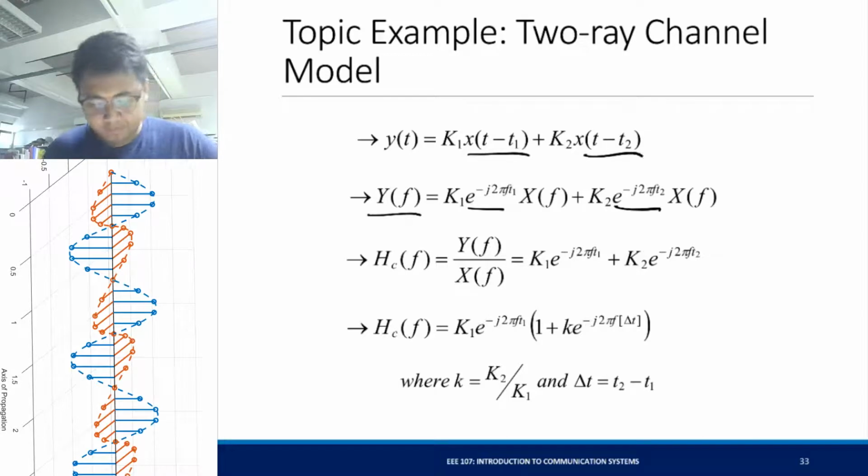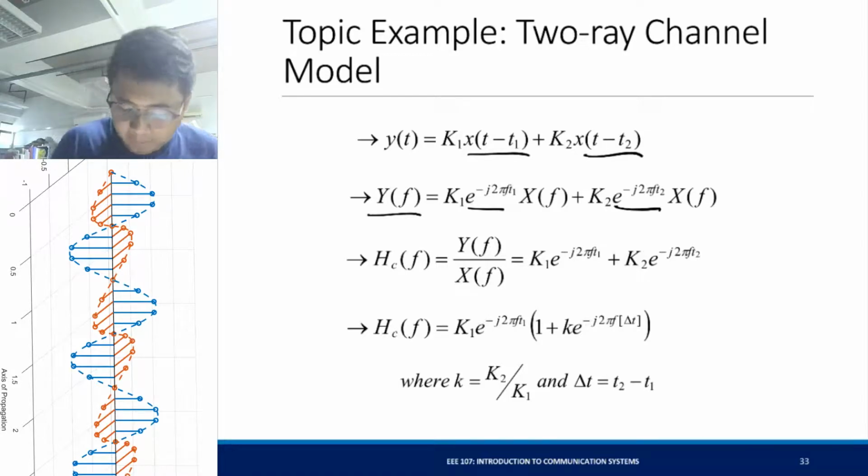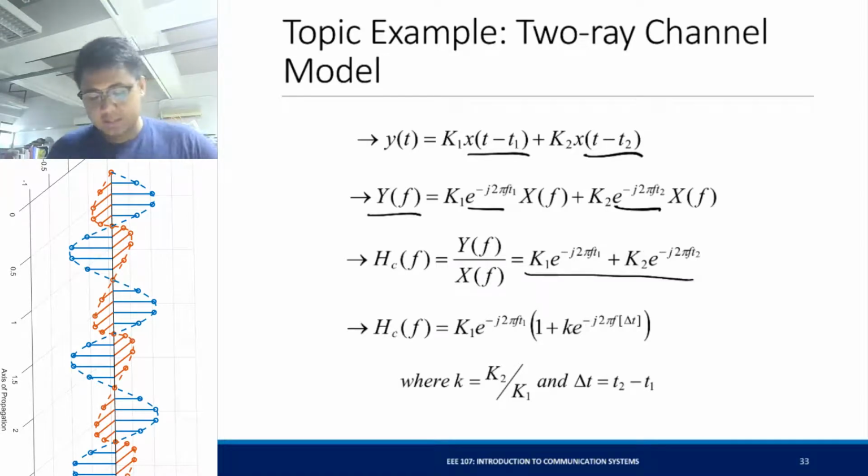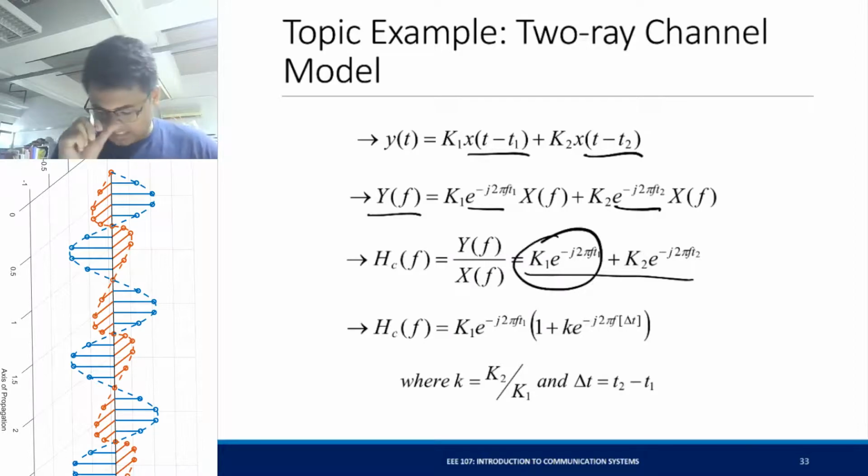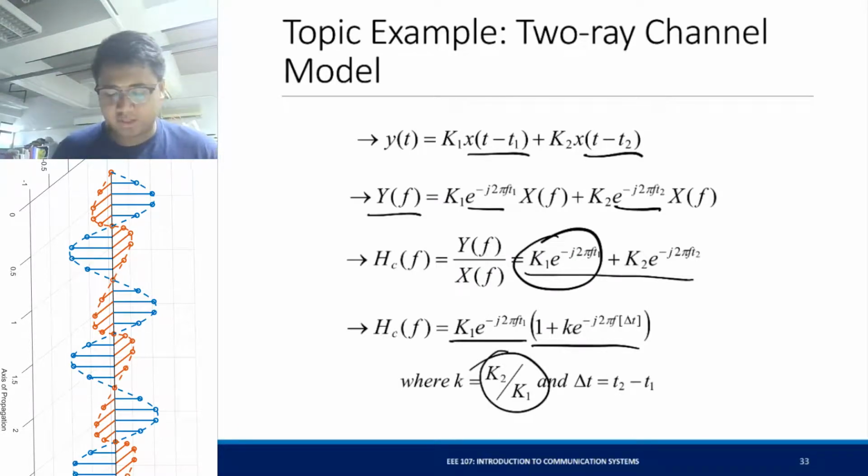Okay, and then you get the channel response. It's equal to this. So we factor out this one. Okay, and we result into this equation inside and sum of this equation inside. Just let k be equal to k2 over k1, and this delta t is the time difference between the two signals, time difference of arrival between two signals.